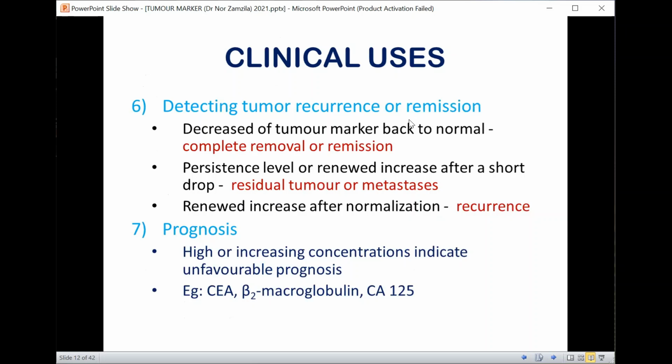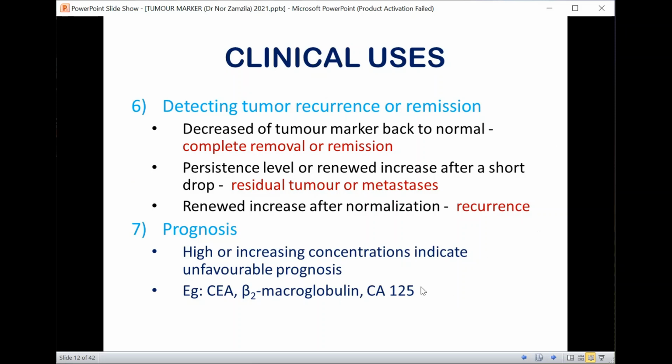So this is the most important clinical use of tumor marker, where when there is decrease in the tumor marker back to normal, you may say that the patient is having a complete remission, or you have removed completely the tumor. Or when there is persistent or renewed increase after a short drop, this could be due to residual tumor or metastasis. Or you can also check for the presence of recurrence when there is renewed increase after certain period of normalization. So this is the most important use of tumor marker.